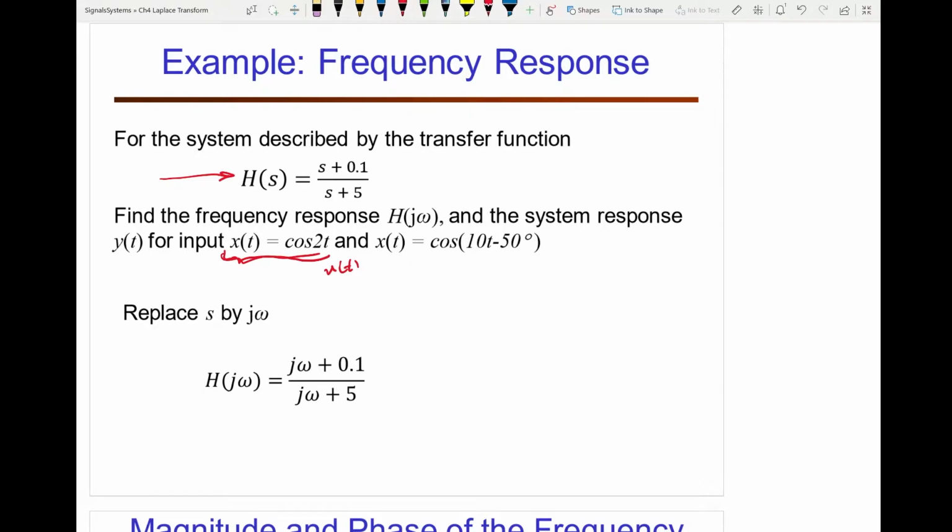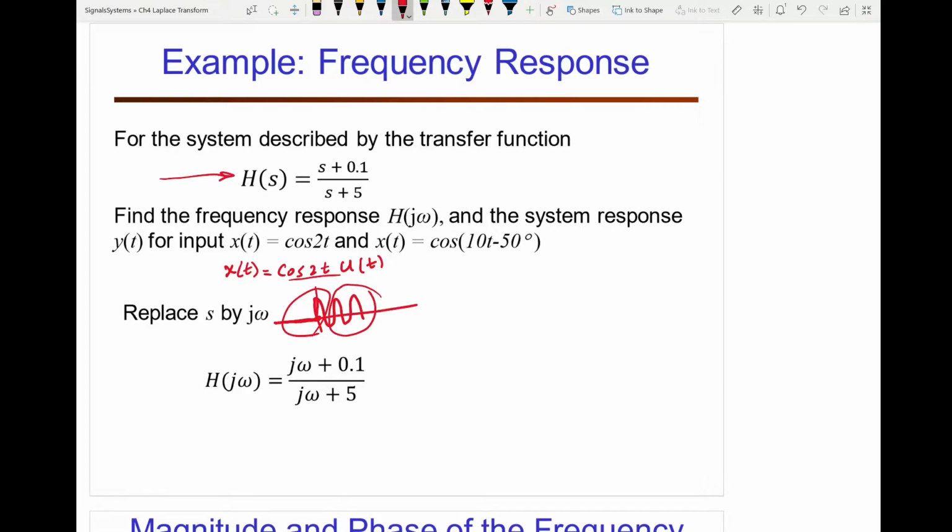But if you were given x of t equal cosine 2t u of t, now, and you were asked to find the output, now you need to use the Laplace, because this signal here was 0, 0, 0, then suddenly goes up and gave you this cosine input. So the system is gonna respond to this sudden jump, which has a lot of frequencies, and will give you a transient response. Then after a while, it will give you a response to this pure input.